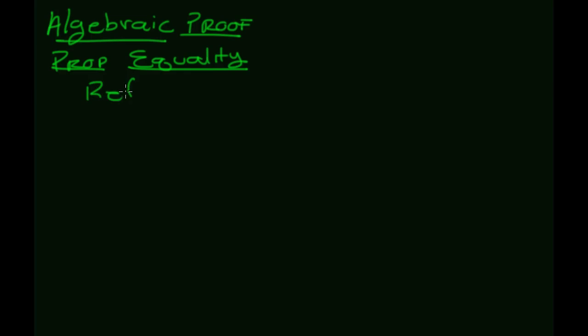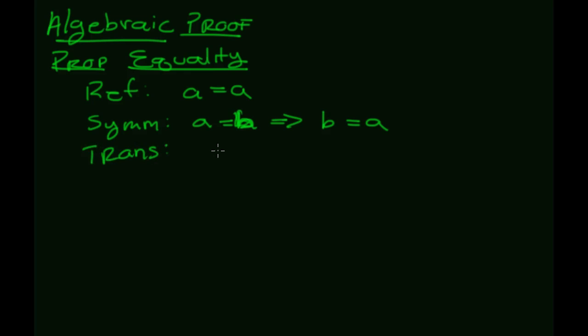We have one that's called a reflexive property, which says that every number is equal to itself. We get a symmetric property, which tells me that if A is equal to B, then B is equal to A, so you can switch things over the equal sign. And finally, we get a transitive property, which says if A is equal to B and B is equal to C, then lo and behold, A and C must be equal. Okay, so those are my properties of equality.